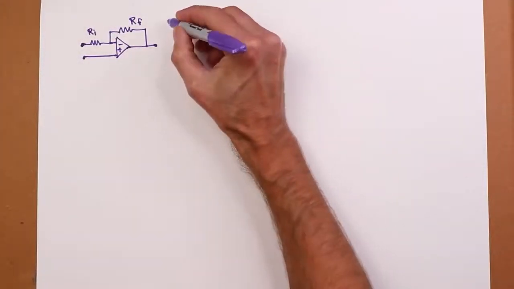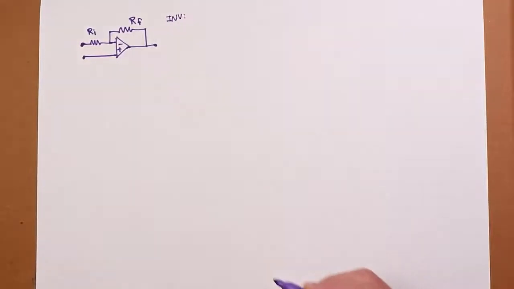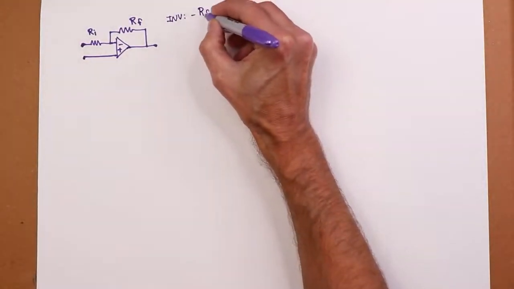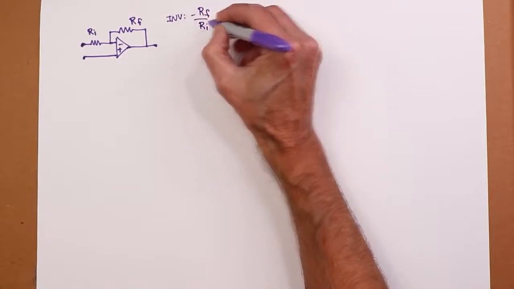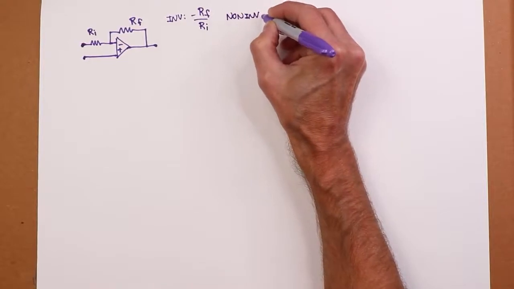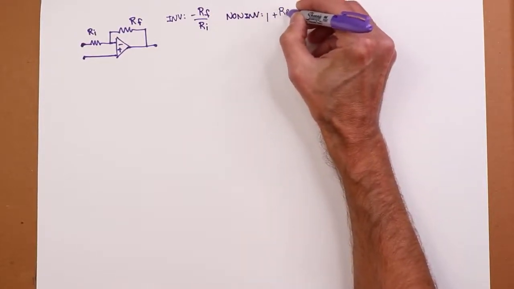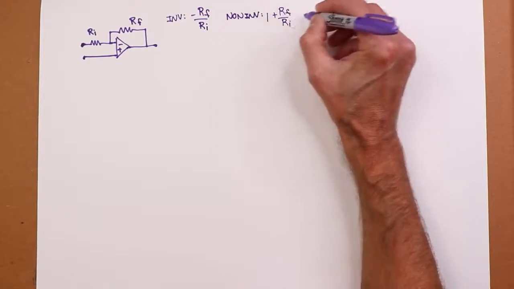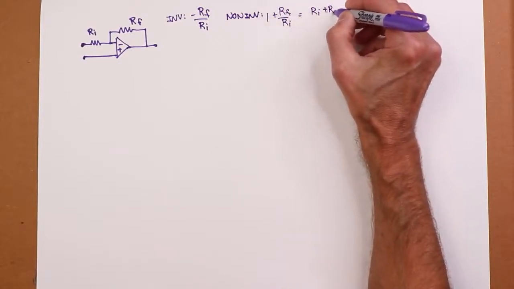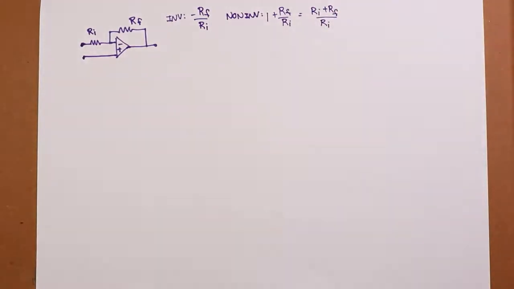So here's an interesting thing. For the inverting version, we get a voltage gain that's negative RF over RI. For the non-inverting, we get a gain of 1 plus RF over RI. Or if you prefer, RI plus RF over RI.